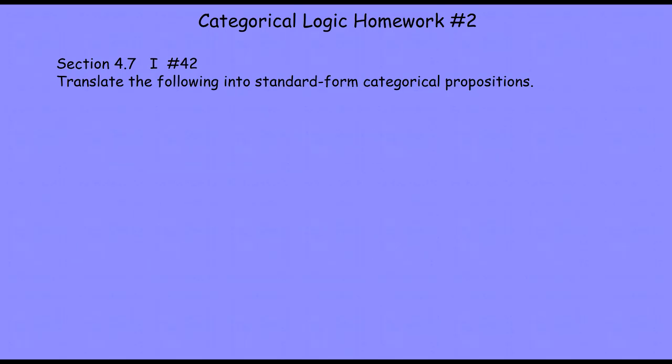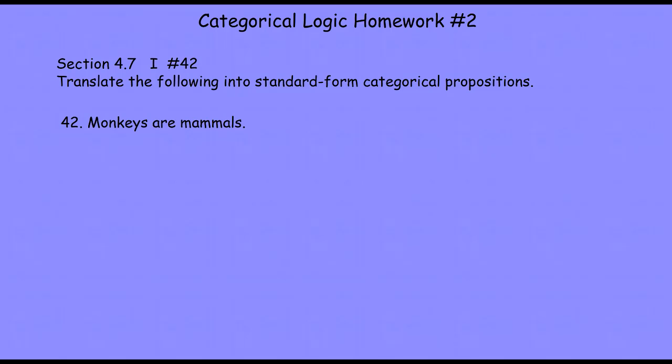Our next problem would be problem number 42. Monkeys are mammals. Again, we're translating the sentence into a standard form categorical proposition. Here we have monkeys, that's a perfectly good class of things. We have mammals, perfectly good class of things. Are, perfectly good copula, so long as it's consistent with a quantifier.